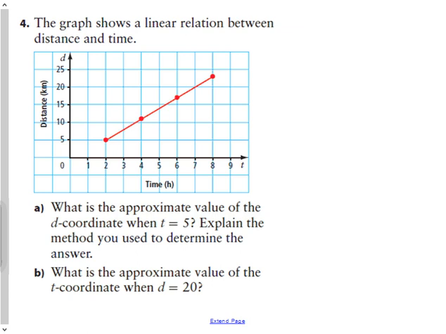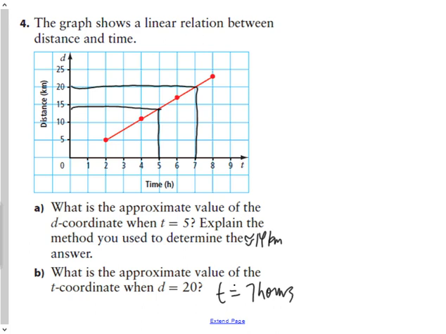Question 4 says the graph shows a linear relation between distance and time. What is the approximate value of the d coordinate, or distance, when the time is 5 hours? So if we go up from 5 and we go over from here, we would say the rough distance is maybe 14 kilometers or so. So we use the approximate symbol or the wavy line for equals, approximately 14 kilometers. And the second part says, what is the approximate value of the t coordinate when the distance is 20? So we go over on our distance to 20, come down, and therefore the time would be 7 hours, approximately.